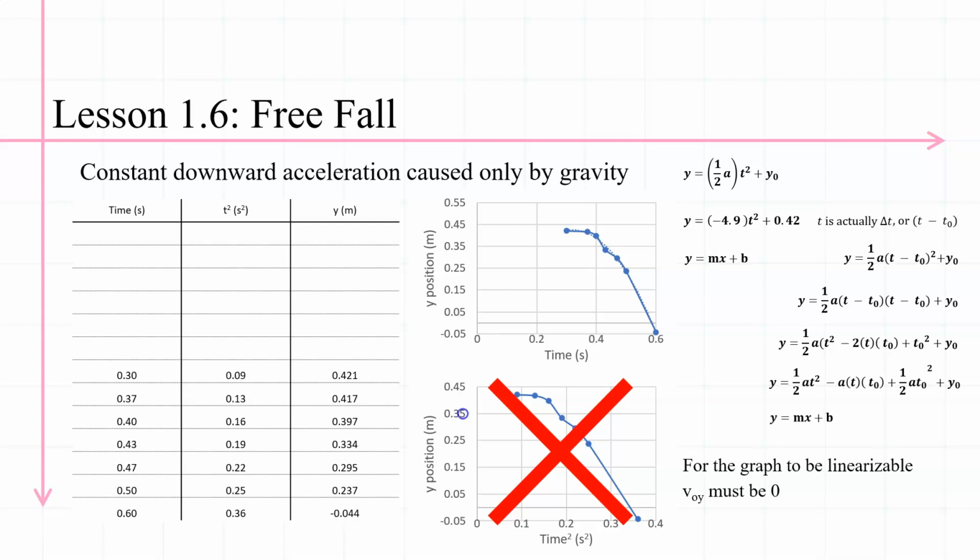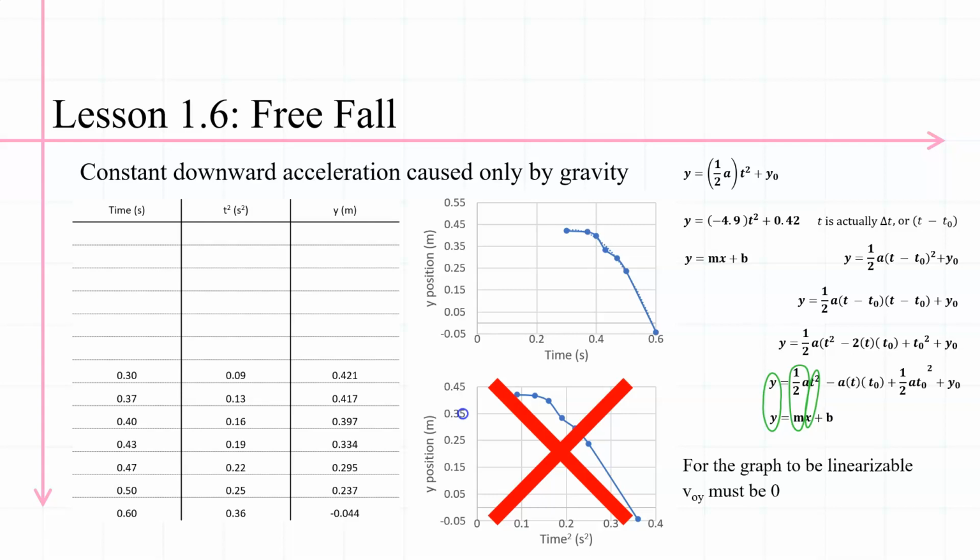Let's try to fit this into slope-intercept form. So my dependent variable is y. That's the same on both sides. The slope is still 1/2 a. My independent variable is still going to be t squared. And then what can I include in b? Well, anything that's a constant can be included in b.